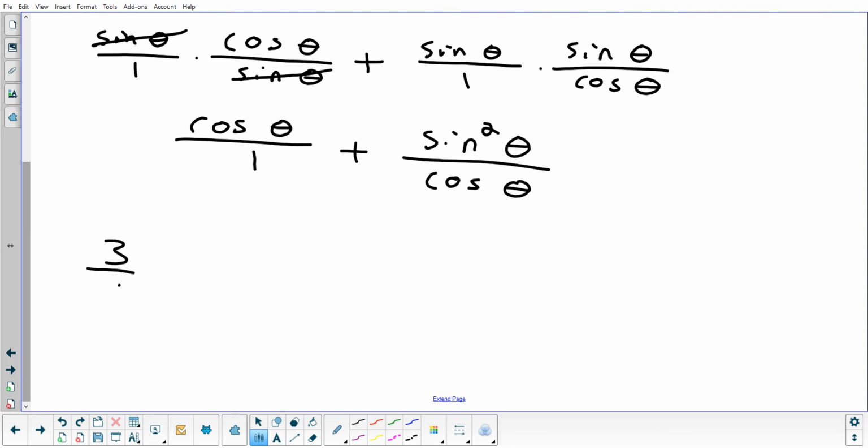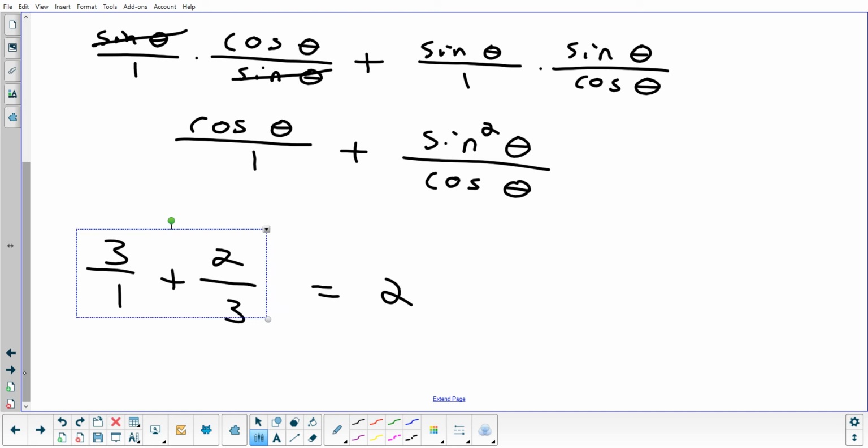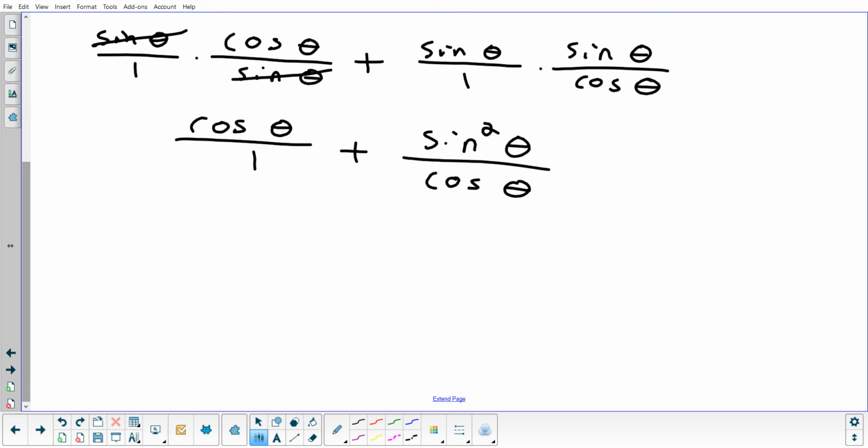Pick numbers. 3 over 1 plus 2 over, actually no, it would be a 3. So I just changed the cosines to 3's. If you say you can cancel the 3's out, then that means this would add up to 2, because the 3's would be gone and you just have 2 over 1. But there's no way if I take 3 and add 2/3, I'm going to get 2. So that just doesn't work.